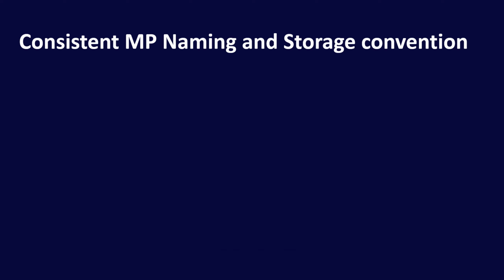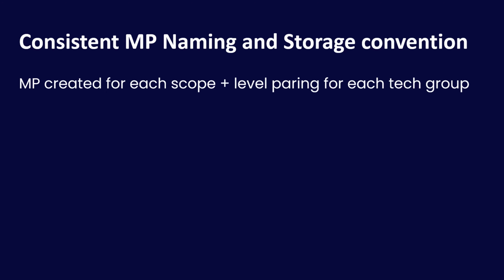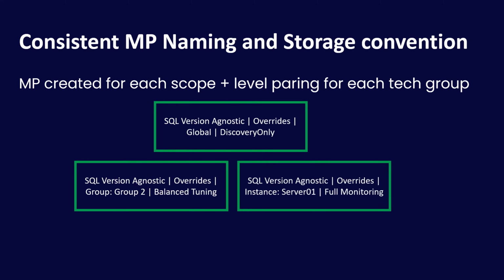It enforces by default a consistent management pack naming and storage convention. We create a management pack for each scope and level pairing, which means as long as you accept the defaults, it's difficult to end up in a real mess. And so some examples here for global scope, group scope, and instance scope.